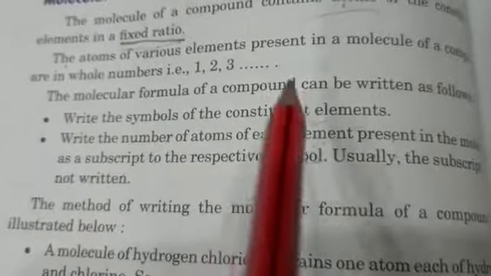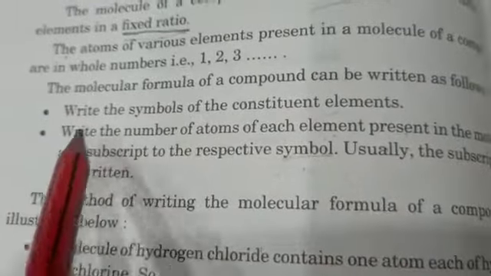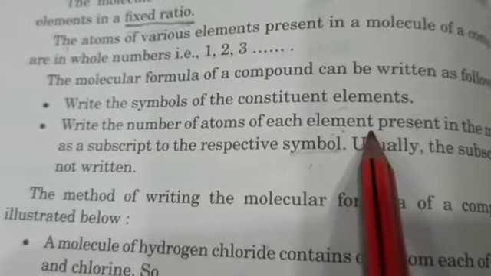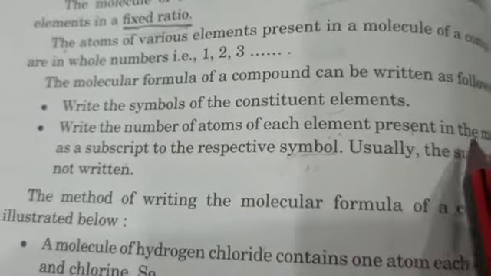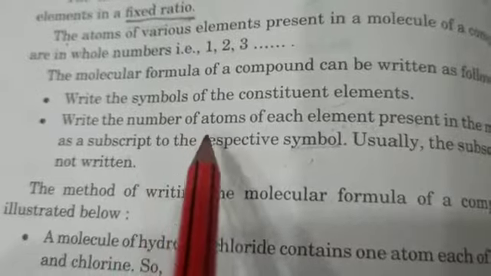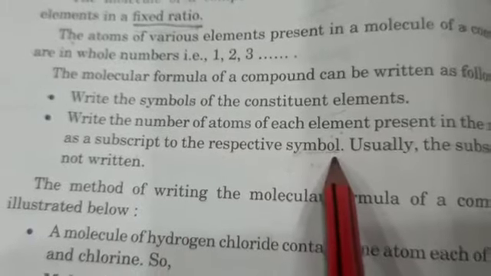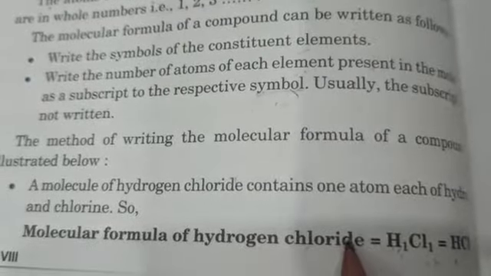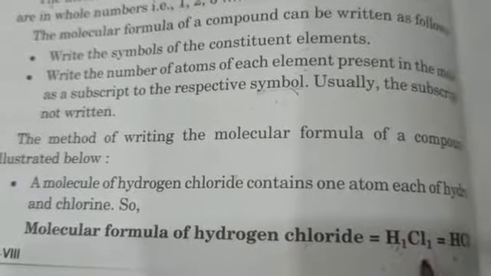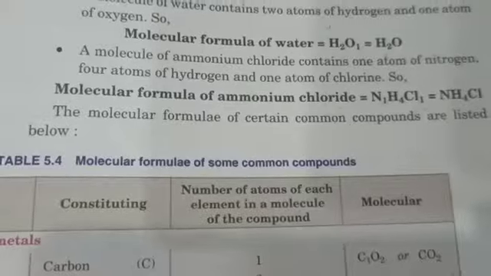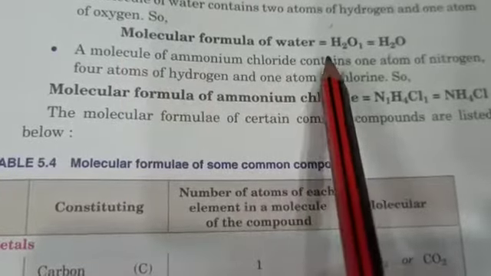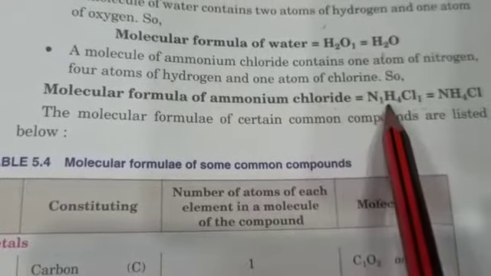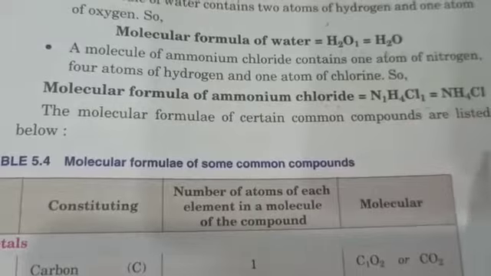The molecular formula of a compound can be written as follows. Firstly, write the symbol of the elements. Second point, write the number of atoms of each element present in a molecule as a subscript to the respective symbol. For example, the molecular formula of hydrogen chloride is H1Cl1, that is HCl. Molecular formula of water is H2O1, that is H2O. Molecular formula of ammonium chloride is NH4Cl.